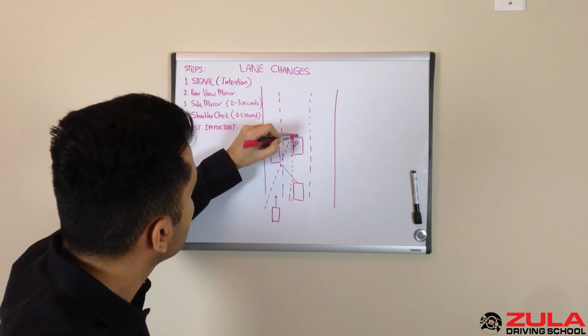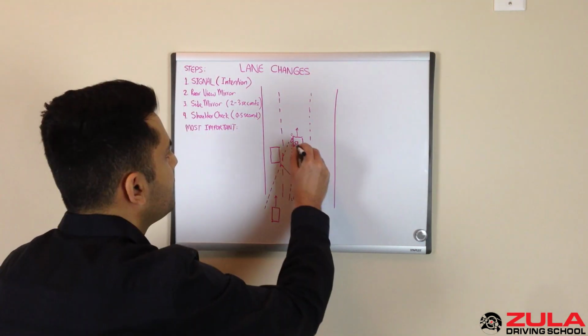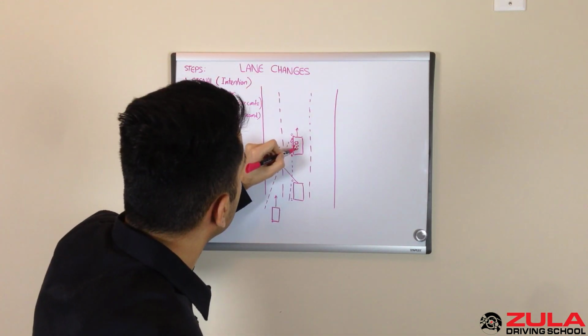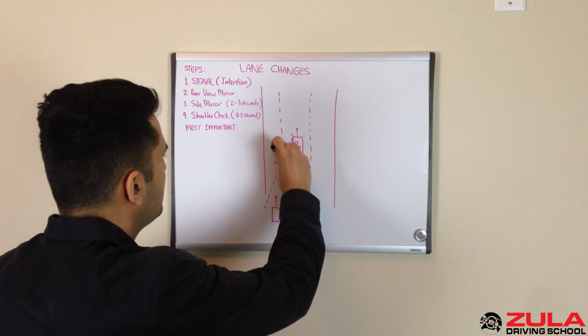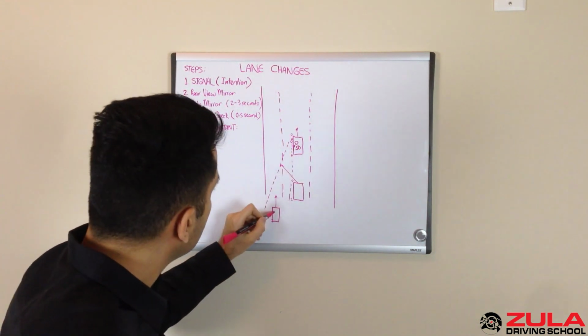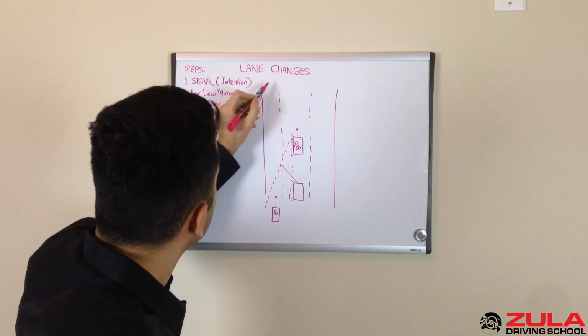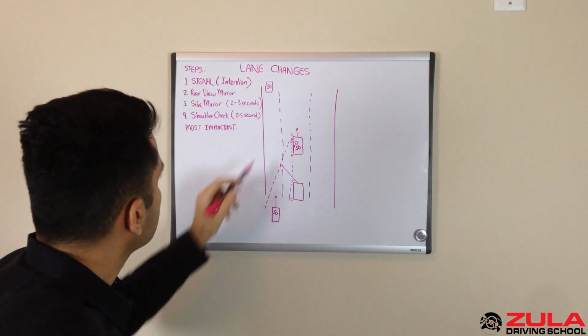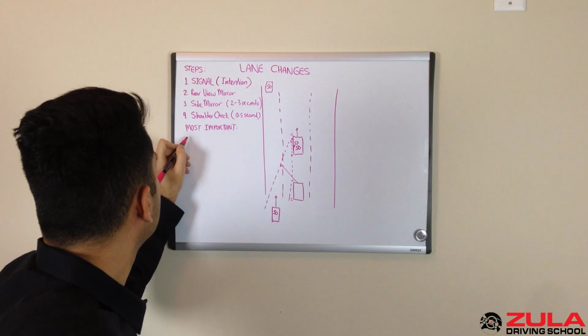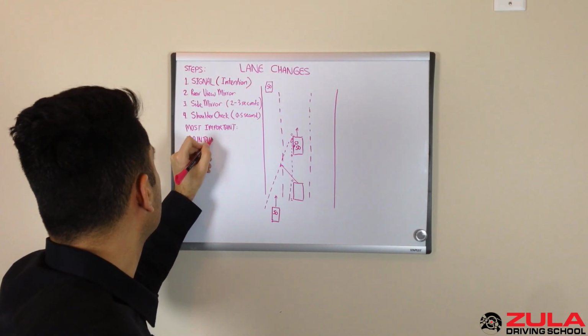So let's say you're going down this road and you're going 50 kilometers an hour. So you're going 50, and let's say that this car is not here at the moment, but there's a car here and they're going 50, and this car up ahead is going 50. The most important thing here is for you to maintain your speed.